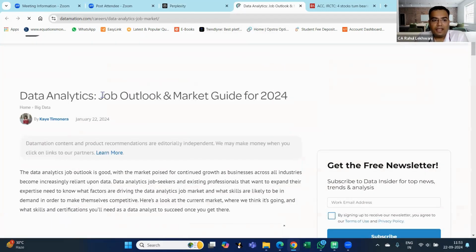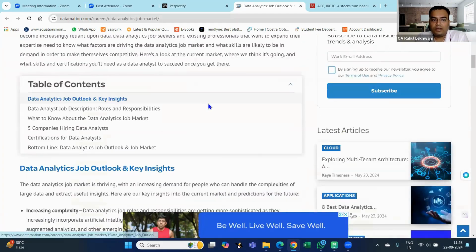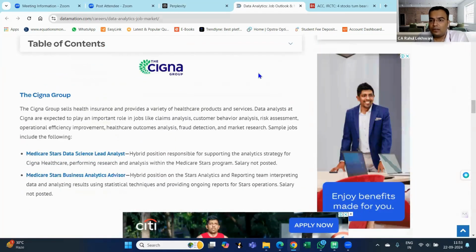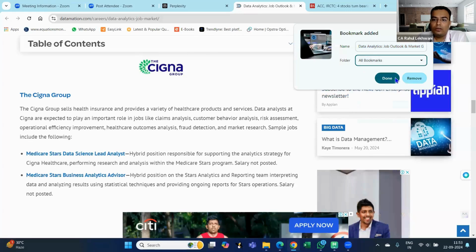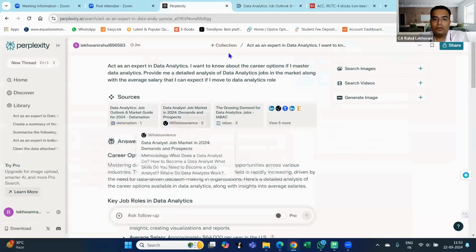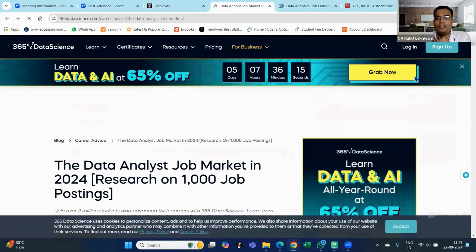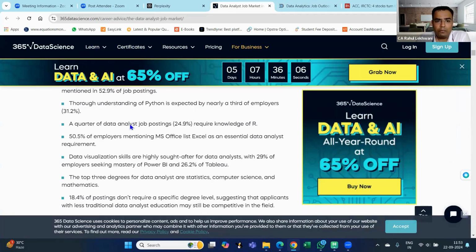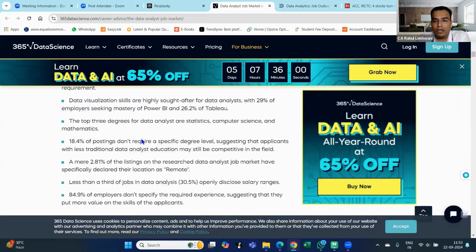Can you see this? Data Analytics Job Outlook and Market Guide for 2024. So this has all the details that I want related to data analytics. Clear? So this way you can find your relevant data instead of going for these Google searches. You can come here and find all the articles. Can you see this? Key findings also. Job postings: Python related 31%, data analytics job postings 25%, and so on and so forth.